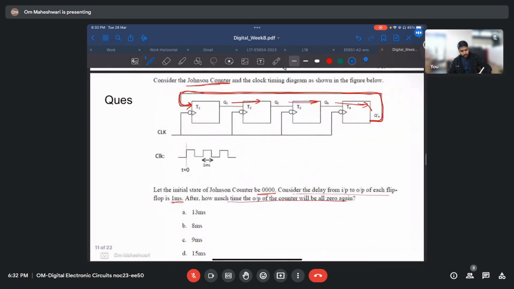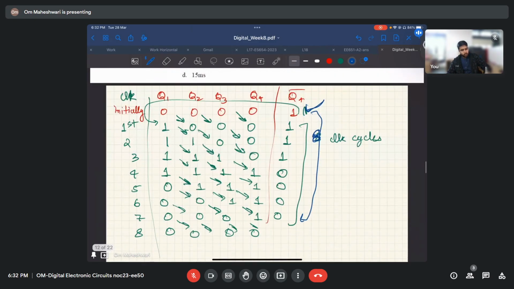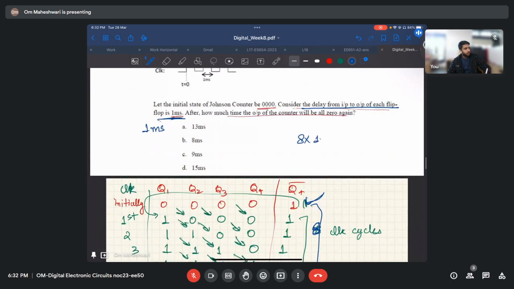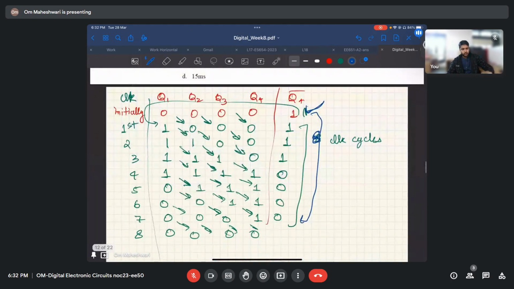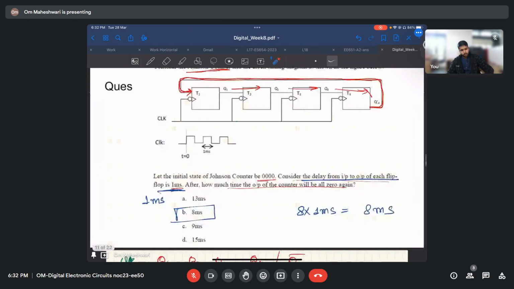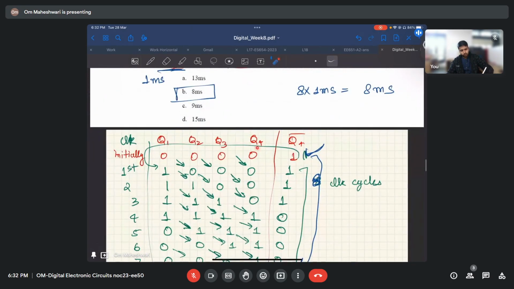And the given delay of each flip-flop is 1 millisecond. So it will take a total of 8 into 1 millisecond, that is 8 milliseconds. Simple. So the only thing to note in the Johnson counter is that Q4 bar goes as the input. In the ring counter, Q4 would have passed, but in the Johnson counter, Q4 bar goes.